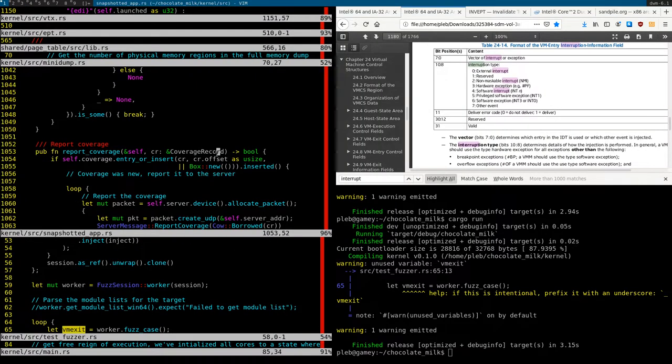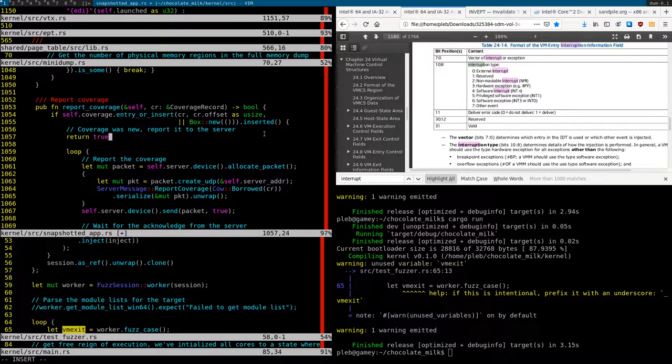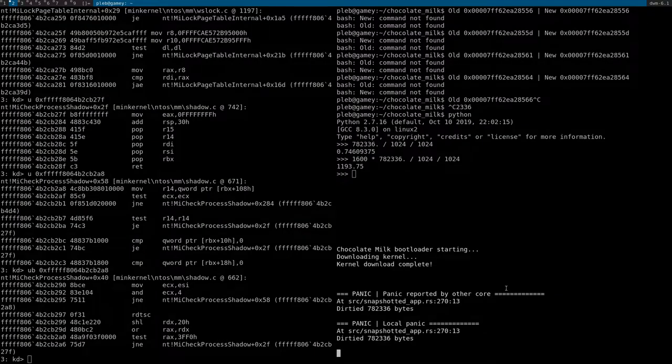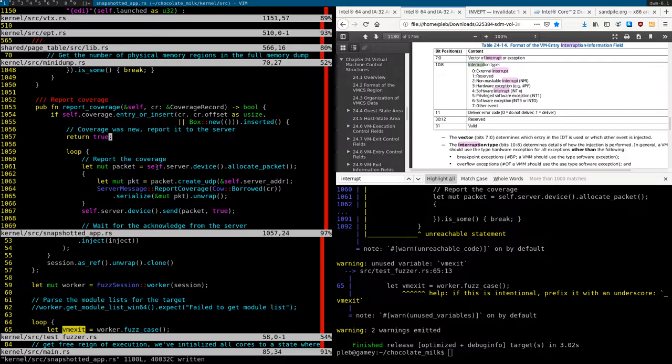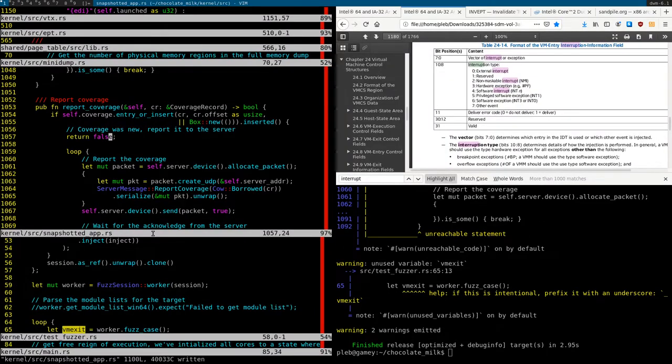Are they bottlenecking on coverage reporting? I'm just going to return here. Return that the coverage was new. Checking their inputs in the hash table. I'll just never report coverage as new. And then where's that panic?